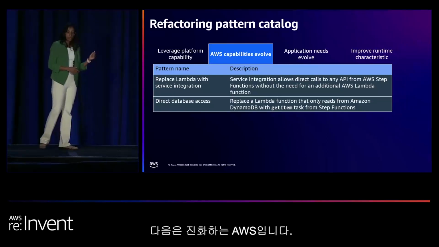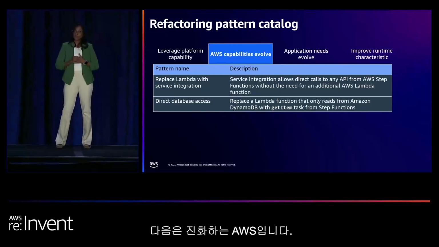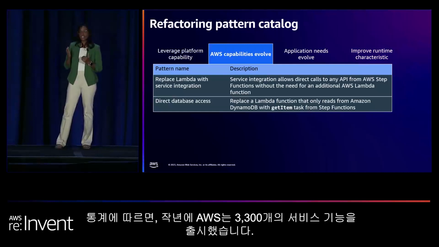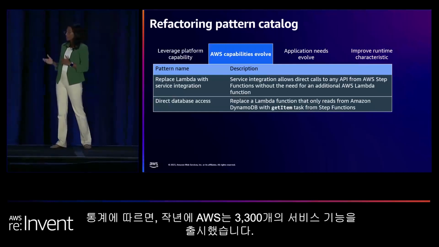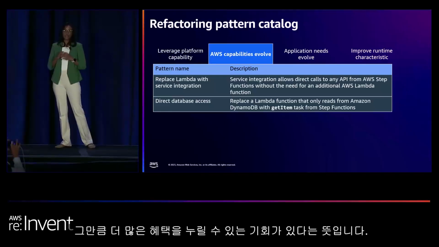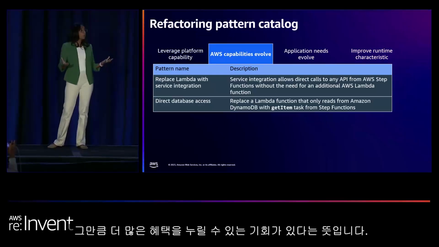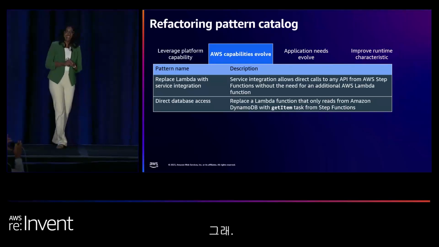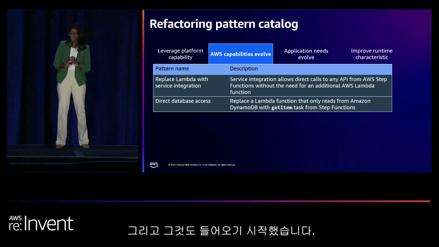The next one is AWS evolving. Just to throw out a stat, last year AWS released 3,300 service features. So that means you have a lot more opportunities to take benefit from that. Yeah, and we had re:Invent, so I'm sure more good things will come, right? Yeah, and it started coming in too.